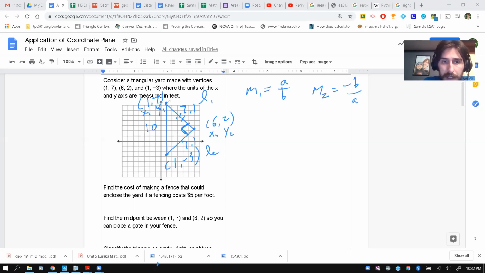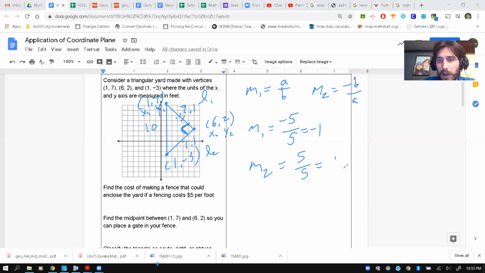So the rise between these two points would be negative 1, 2, 3, 4, 5. And then the run would be 1, 2, 3, 4, 5. So my first slope is negative 5 over 5, or negative 1. My second slope would have a rise of 1, 2, 3, 4, 5, and a run of 1, 2, 3, 4, 5.